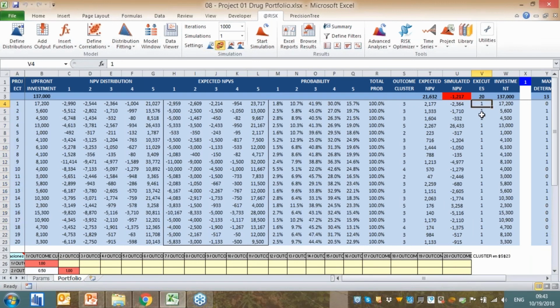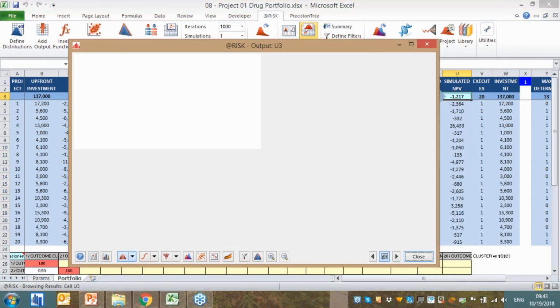Now, if at this point I had enough money in my portfolio to execute the 20 investments, and by that I have already placed a 1, that is an execution, in my V column, I may be able to now simulate for cell NPV. I've already done that. I've already simulated 1,000 iterations of a portfolio in which I execute my 20 different projects. And this is the way my portfolio NPV would at this point look.